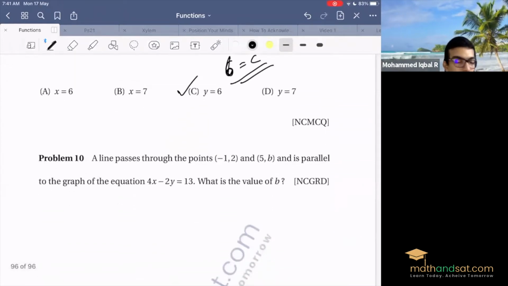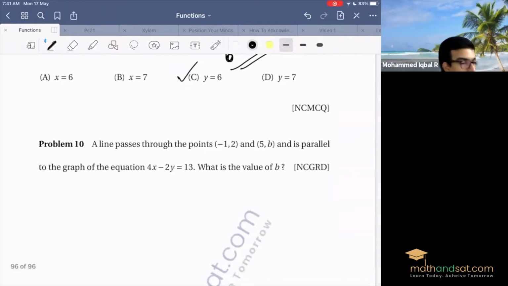Yes. Next question. A line passes through the points minus 1, comma 2 and 5, comma b and is parallel to the graph of the equation 4x minus 2y is equal to 13. What is the value of b? That's a very interesting question. Because a line passes through these 2 points and is parallel to this line.